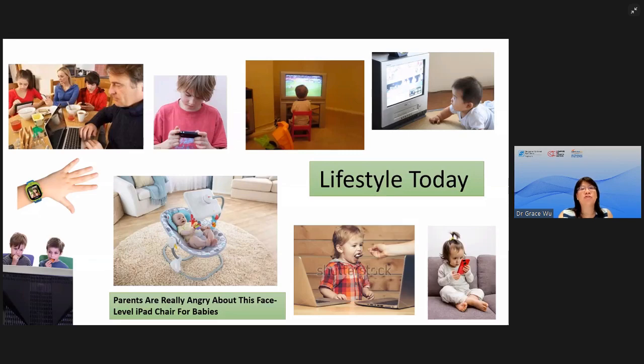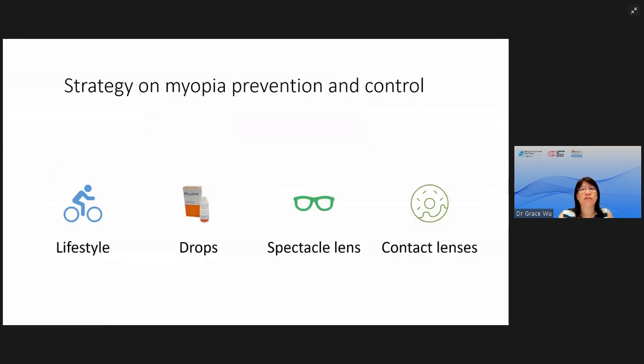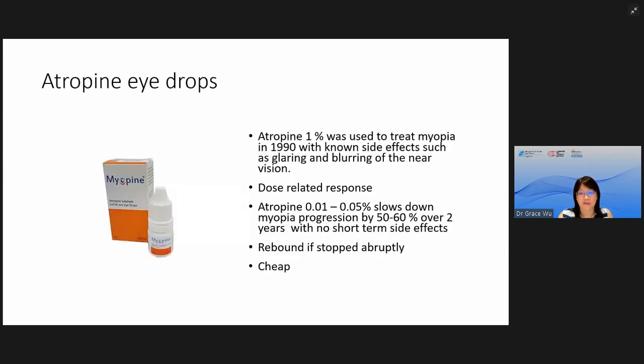Now, what are the strategies on myopia prevention and control? I've talked about all the lifestyle. It's not only prevention, it's also controlling the progression. But unfortunately, if you do develop myopia, there are some strategies to control the progression. The first strategy I'm going to talk about is atropine drops.